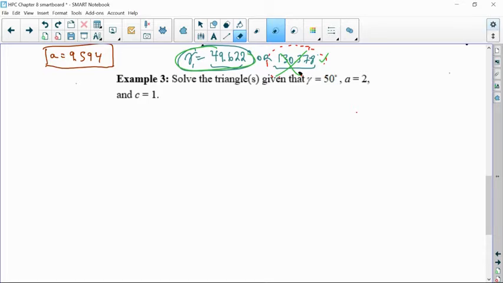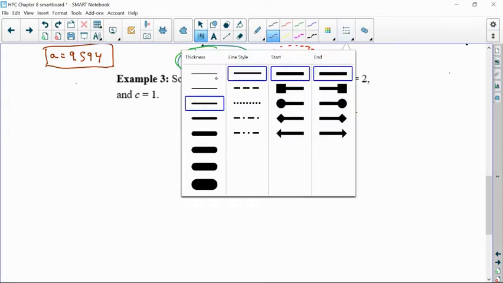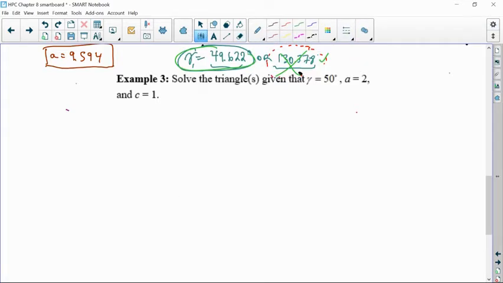Okay, and again, that's why it's called the ambiguous case, because you don't know until you start solving how many triangles you're going to get. We saw one, and there's actually a case we could get 2 or 0.